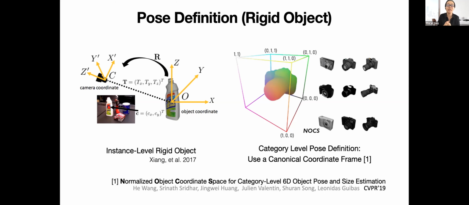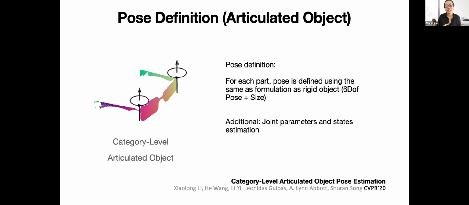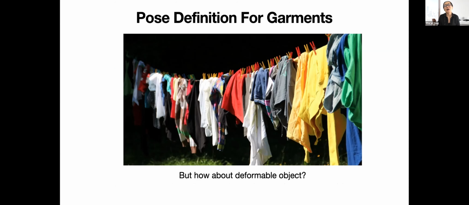We call this representation NOCS, which stands for normalized object coordinate space. A similar idea can also be extended to articulated objects, just with a few additional degrees of freedom describing the object's joint parameters. Okay, but how about deformable objects, right?